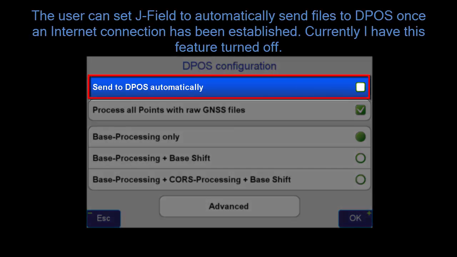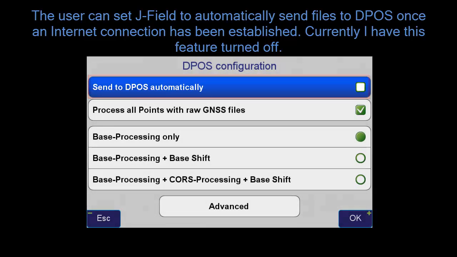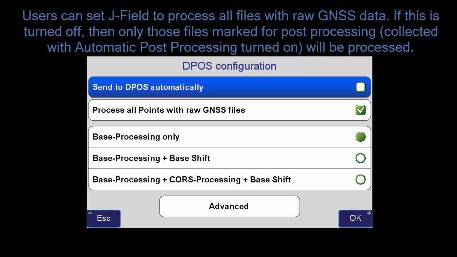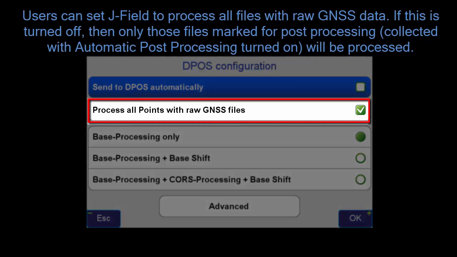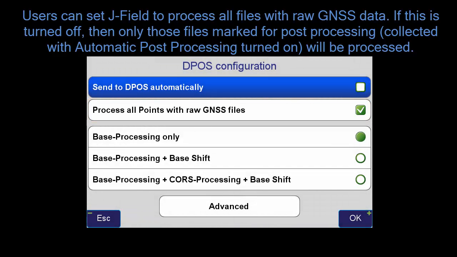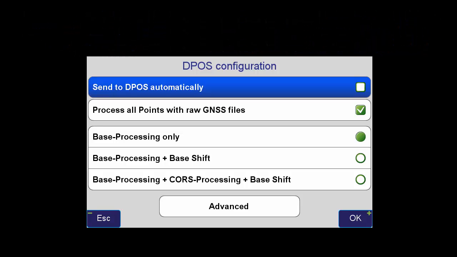The top button causes JField to send the data to depots automatically. The second option processes all points with raw data. The alternative to that would be processing only those files that are marked for post-processing, which would be from those sessions that we're using activate post-processing.